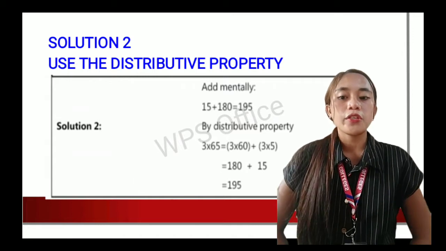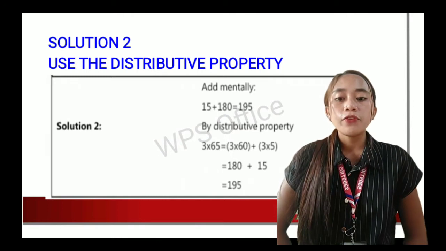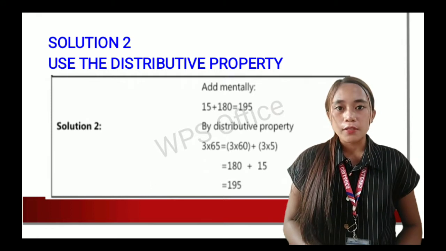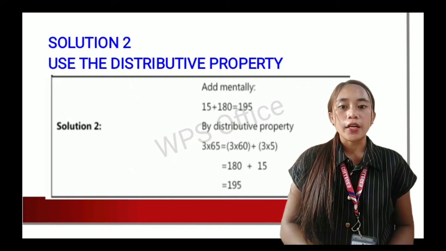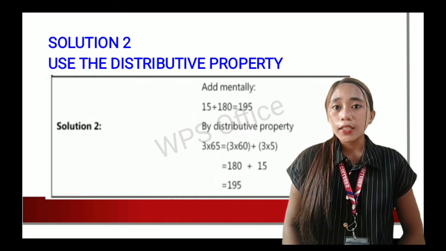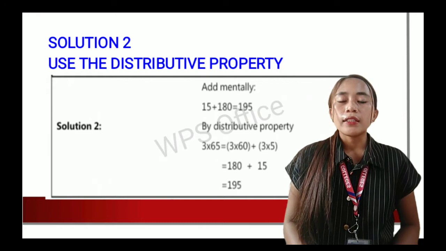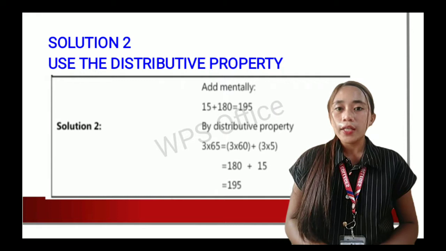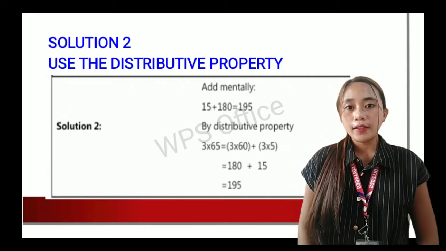Solution number 2 is about using the distributive property. For example, 15 plus 180 is equal to 195. By the distributive property, we get whole numbers that are multiples, 15 and 180, with the result 195. The example here is 3 times 65. 3 times 65 is 195. So we break it apart. 3 times 60 equals 180, and 3 times 5 equals 15. So, 180 plus 15 is equal to 195. So we get the correct answer.